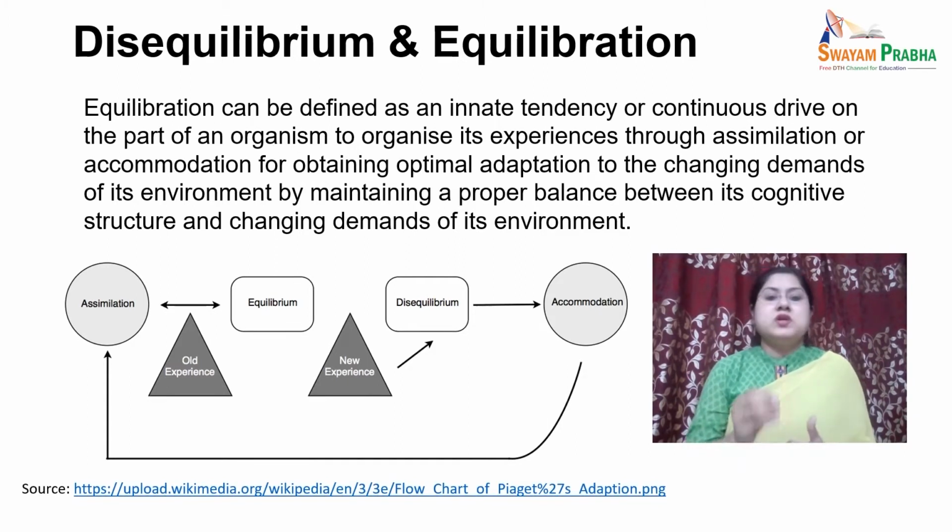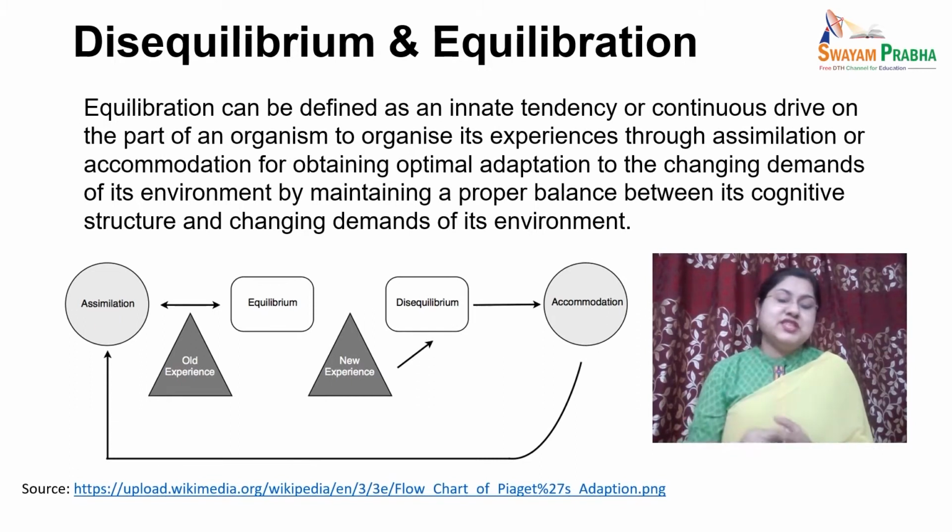He said that the process of assimilation or accommodation helps the organism in adjusting or maintaining a harmonious relationship between the child and his or her environment. This adjustment mechanism can be called equilibration, because this is regarded by Piaget in the form of equilibration. This process of equilibration can be defined as an innate tendency or continuous drive on the part of an organism to organize its experiences through what?